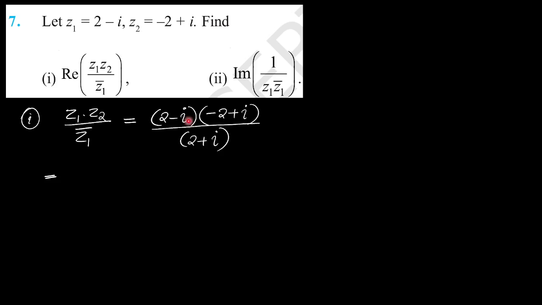So nothing cancels. If you see 2 plus i in numerator and denominator, you can cancel. But at present, nothing cancels. We just open the bracket. In the numerator, I am going to open the bracket. 2 into minus 2, minus 4. Sir, minus 2 by 5.